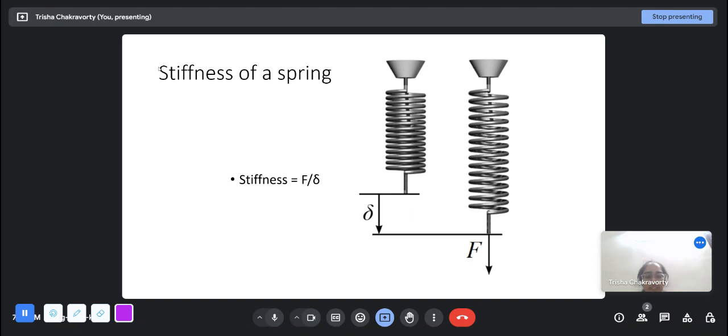For example, in a spring, if you apply a force F and the deflection is delta, then simply put, the stiffness K is F by delta. This is just a very simple version. So, what does it represent? It represents force per unit deflection. So, it means that stiffness is the amount of force required to displace a structure by a unit length. So, if delta is 1, then stiffness will be the force.